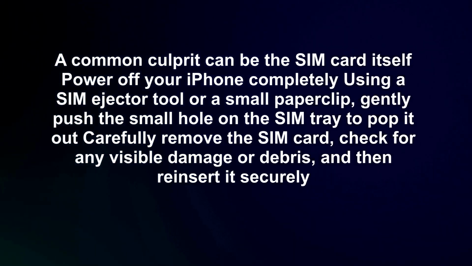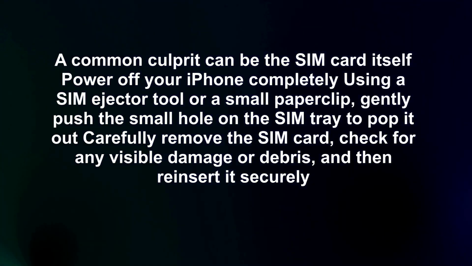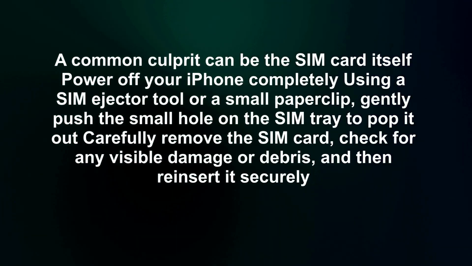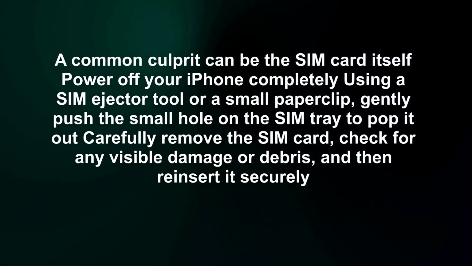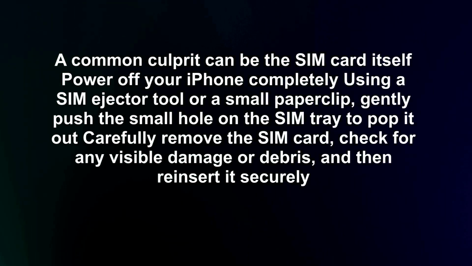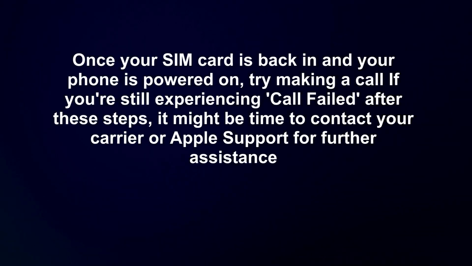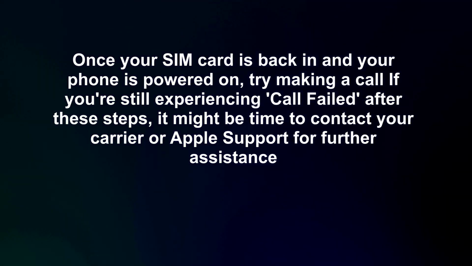Power off your iPhone completely using a SIM ejector tool or a small paperclip. Gently push the small hole on the SIM tray to pop it out. Carefully remove the SIM card, check for any visible damage or debris, and then reinsert it securely. Once your SIM card is back in and your phone is powered on, try making a call.